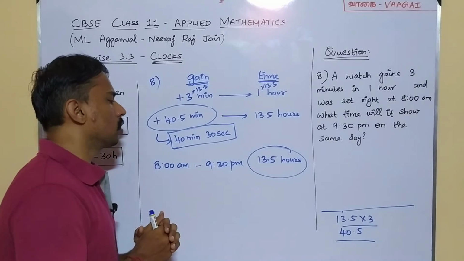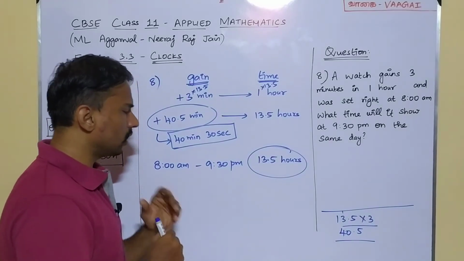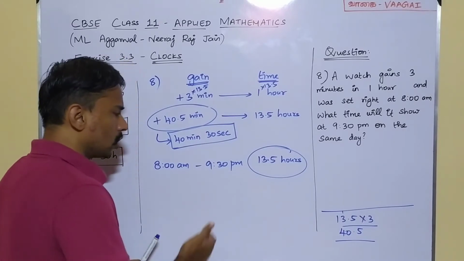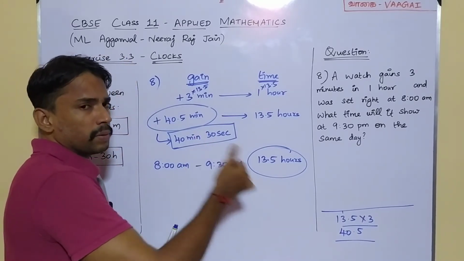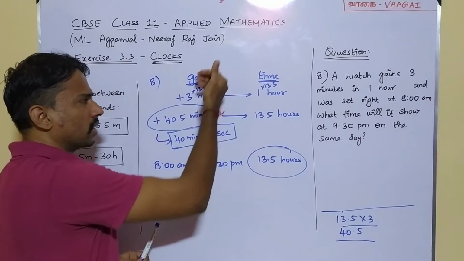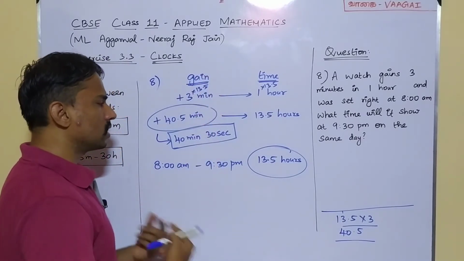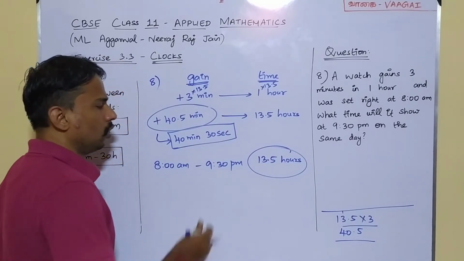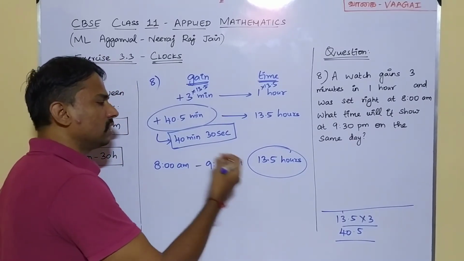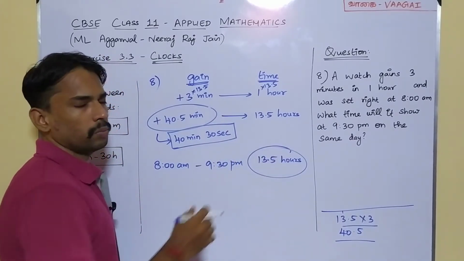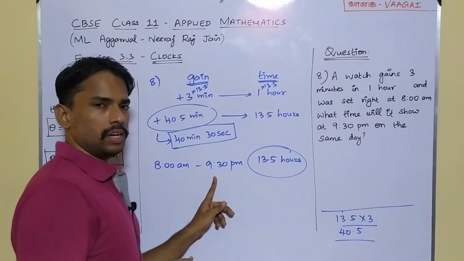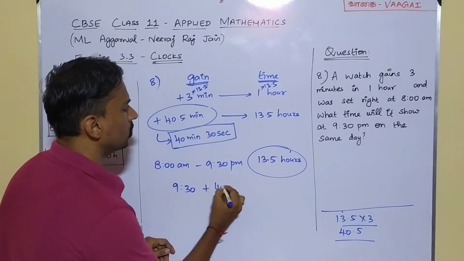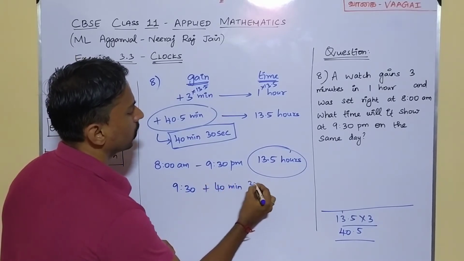Okay, fine. So now we'll come back here. At night 9:30 p.m., what would be the time shown? This is what the question is asking. If it is a correct clock, it would show 9:30 p.m. exactly, but since this is a gaining clock, it would show a time which is 40 minutes and 30 seconds more than the correct time. So just imagine after 9:30, 40 minutes 30 seconds, what would be the time? After 9:30 p.m. you have to add 40 minutes and 30 seconds. What would be the time actually?